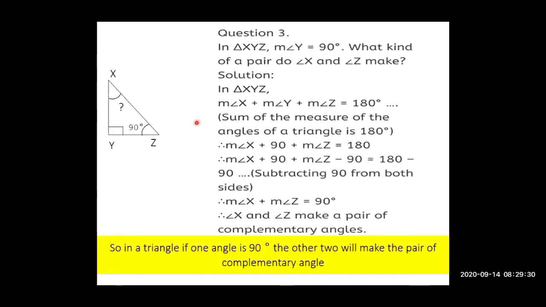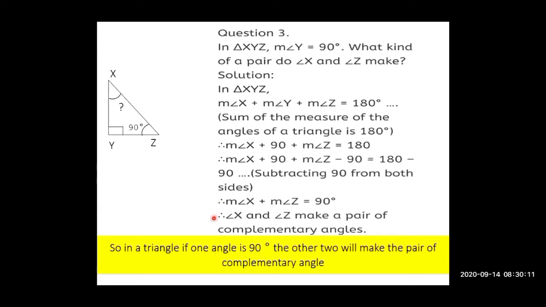This is as per properties of triangle. Now substitute the value of Y because Y is given as 90 degree. Therefore, measure of angle X plus 90 plus measure of angle Z equals 180. Subtracting 90 from both the sides, measure of angle X plus 90 plus measure of angle Z minus 90 equals 180 minus 90. Therefore, measure of angle X plus measure of angle Z equals 90 degree.